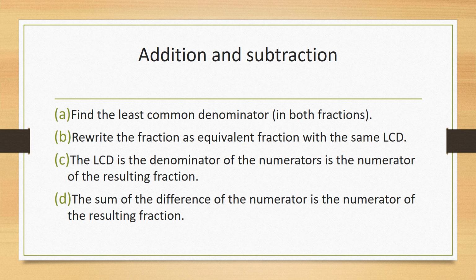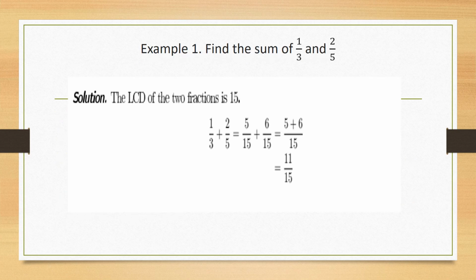Addition and subtraction. These are the steps in solving addition and subtraction of a function. Find the least common denominator in both fractions. Write the fractions as equivalent fractions with the same LCD. The LCD is the denominator of the resulting fraction. And lastly, the sum or difference of the numerators is the numerator of the resulting fraction. For you to understand more about addition and subtraction of a function, we have here our example.